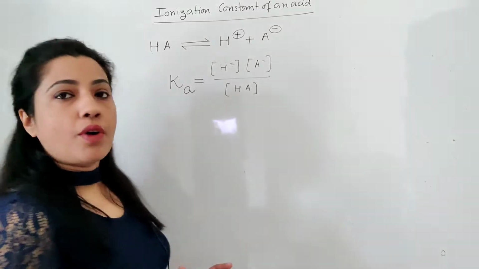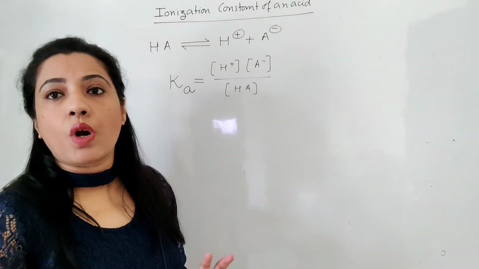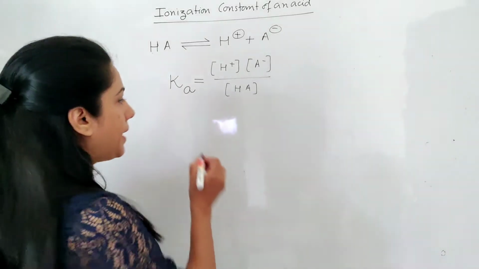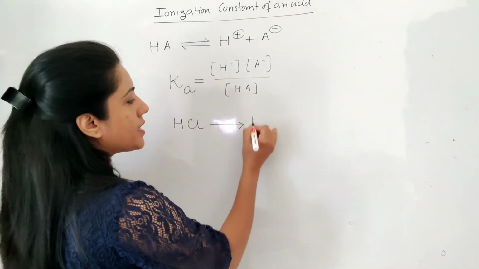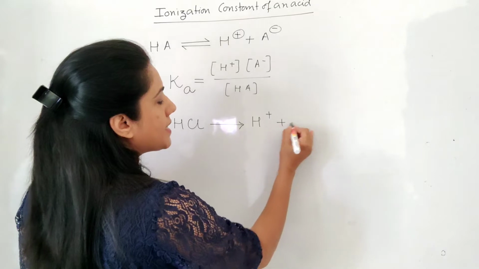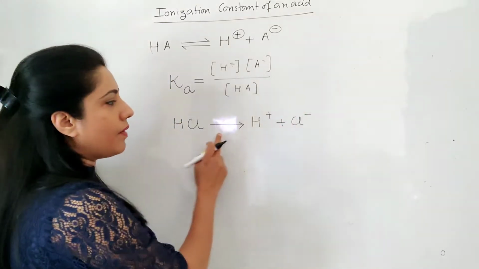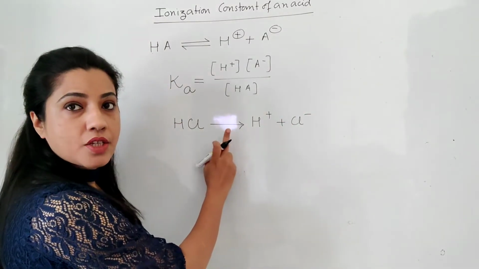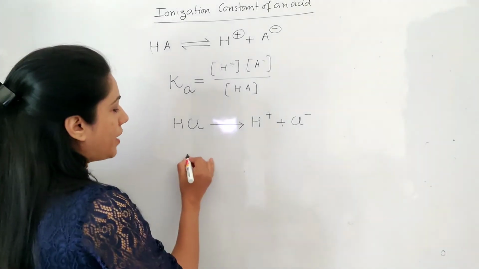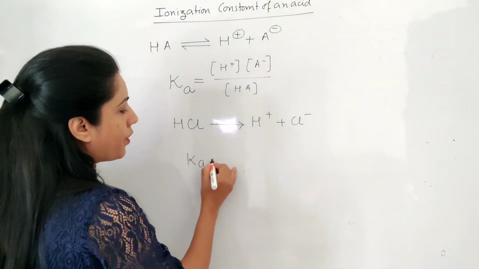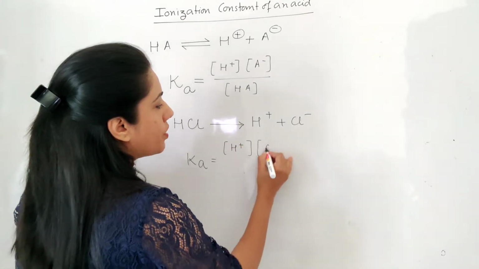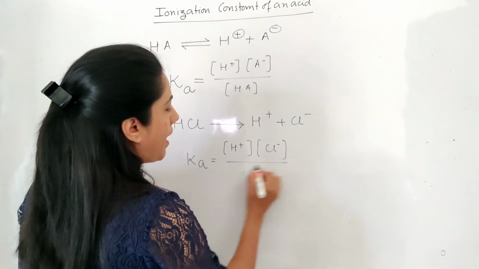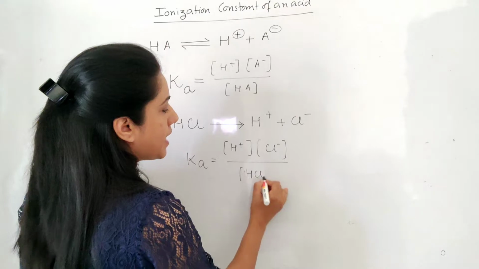Okay. Now for strong acids we are not going to talk about Ka. Why? Because suppose for a strong acid HCl, when HCl dissociates it gives you H plus and Cl minus. I have given a unidirectional arrow because this is a strong acid. If you try to write down the ionization constant for this, it will be concentration of H plus into concentration of Cl minus divided by concentration of HCl.